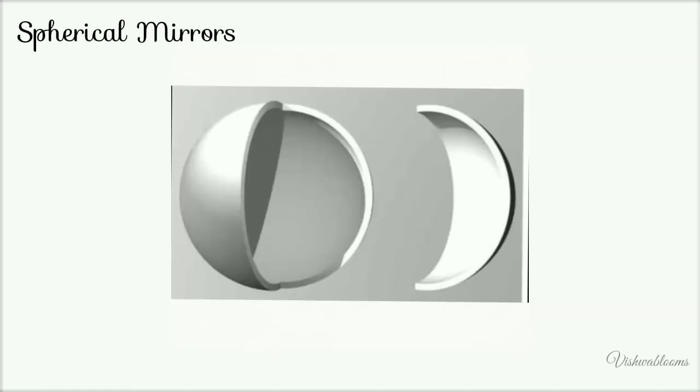So, this Concept 4 actually deals completely with spherical mirrors. A spherical mirror is a small part of a hollow sphere of glass. So here this is a hollow sphere of glass, and from this a small part is cut, that is nothing but a spherical mirror. I hope it is clear.